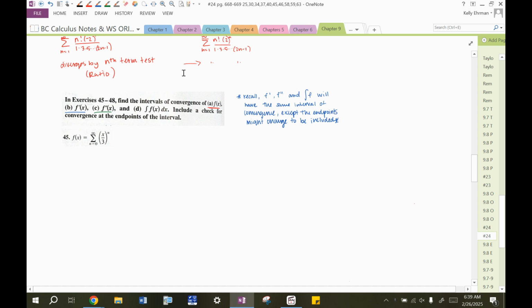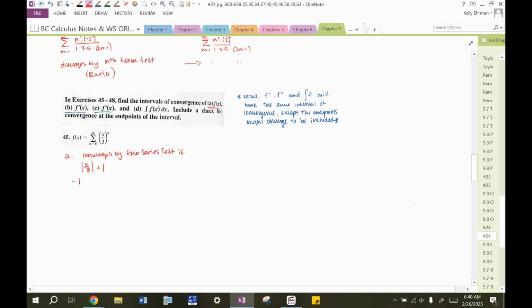So once I find the interval of convergence for part A, I will use those same numbers for B, C, and D. I'm really just checking the endpoints once I get those power series. Okay, so for part A, this is a geometric series. So for part A, I can say that this series converges by the geometric series test if the absolute value of x over 3 stays less than 1.